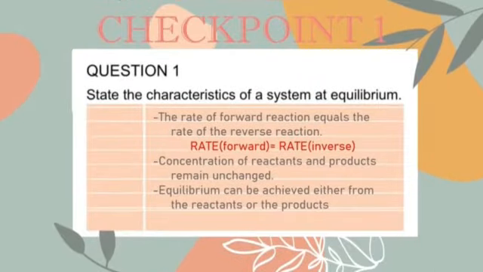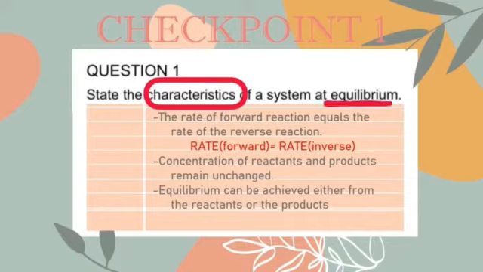Now look at checkpoint 1. The question is: state the characteristics of a system at equilibrium. We must remember that equilibrium means the rate of forward reaction equals the rate of reverse reaction. So the proper answer is the rate of forward reaction equals the rate of the reverse reaction. Concentrations of reactants and products remain unchanged, and equilibrium can be achieved either from the reactants or the products.